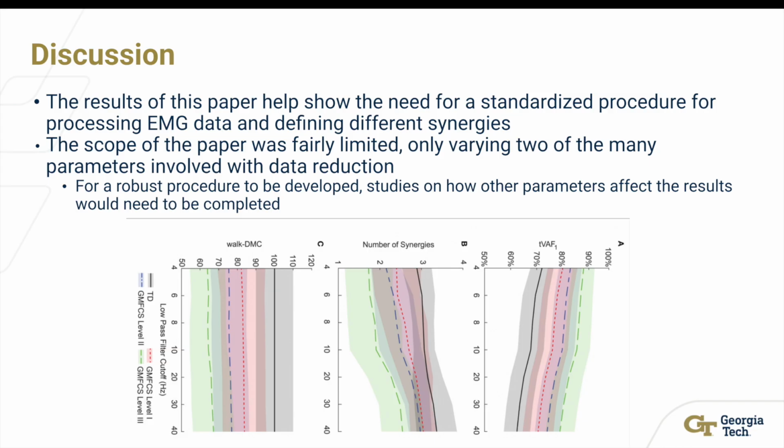And lastly, to address some of the limitations of the paper, for future work, the authors could explore more than just the two processing parameters explored in the paper. For example, high-pass filtering, filter order, and other normalization schemes. They could also include more muscles to see the impact on weighting and groupings, and include different populations to have more generalized results.